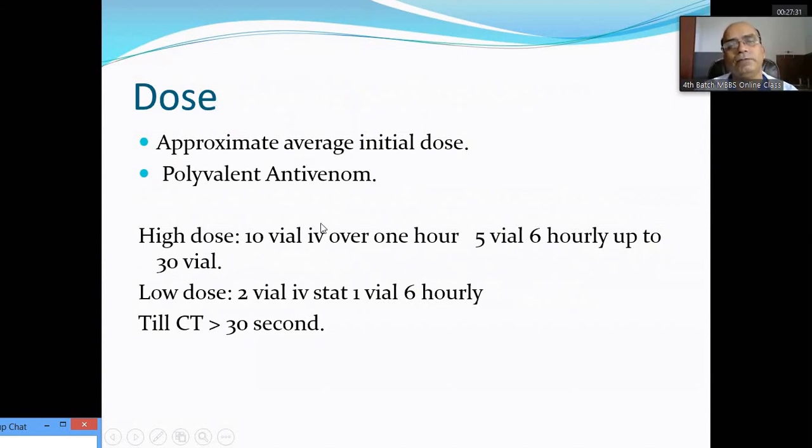And you have to monitor a clinical improvement and laboratory improvement. In laboratory, one of the very useful tools is clotting time. If the clotting time is more than 30 seconds, we have to continue anti-snake venom. If the clotting time is decreasing or near normal, we can reduce the dose gradually. Patient may need, in general, 30 vials for poisonous snake bite treatment, but it may take a less number or more, depending upon the clinical and laboratory response to the treatment.